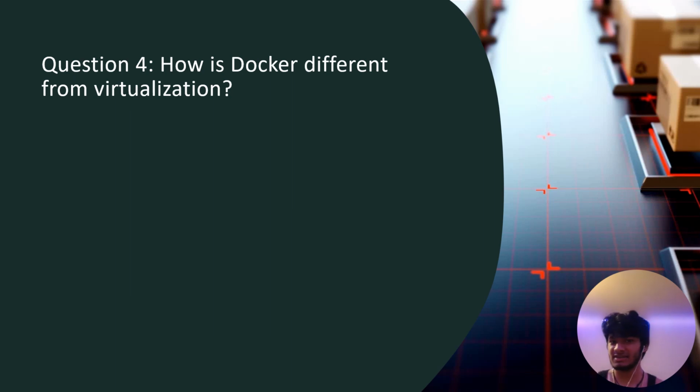So Docker uses containerization, whereas virtualization uses virtual machines. Docker containers share the same host operating system, making them more lightweight and efficient compared to virtual machines. To go more in depth, imagine you want to run multiple operating systems on your computer, like Windows and Linux, but you only have one physical machine. There are two approaches you could take: virtualization or Docker. So what is the difference between Docker and virtualization?